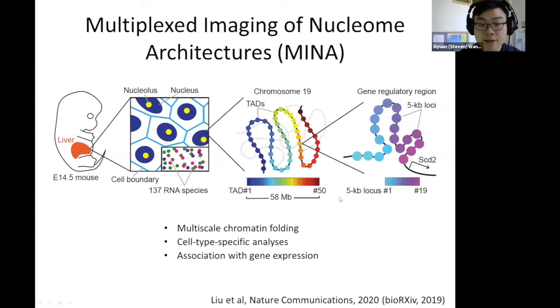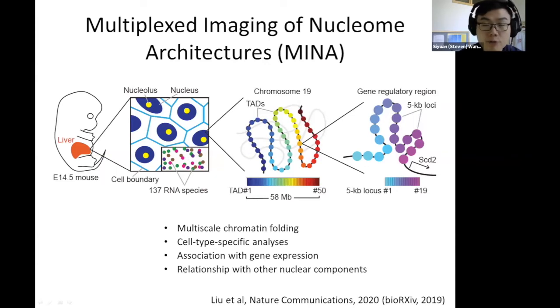And finally, to study the relationship between chromatin folding and the other nuclear components, we labeled the nucleolus and the nuclear lamina so that we can study the association of all these genomic loci with the lamina-proximal region and the nucleolus.